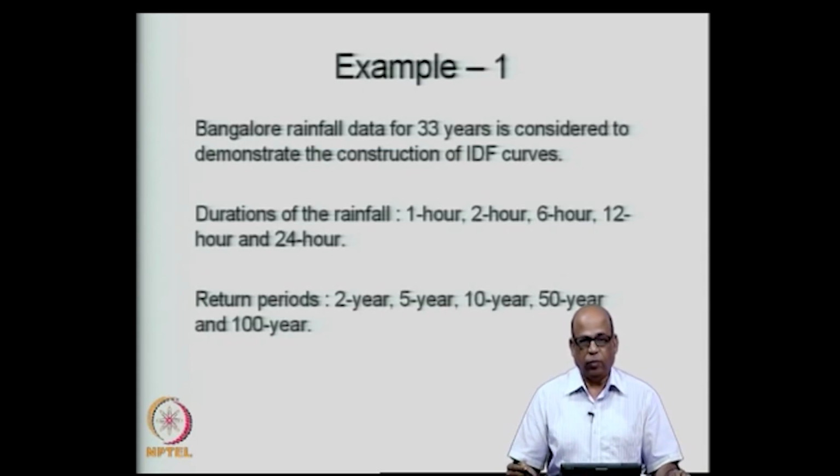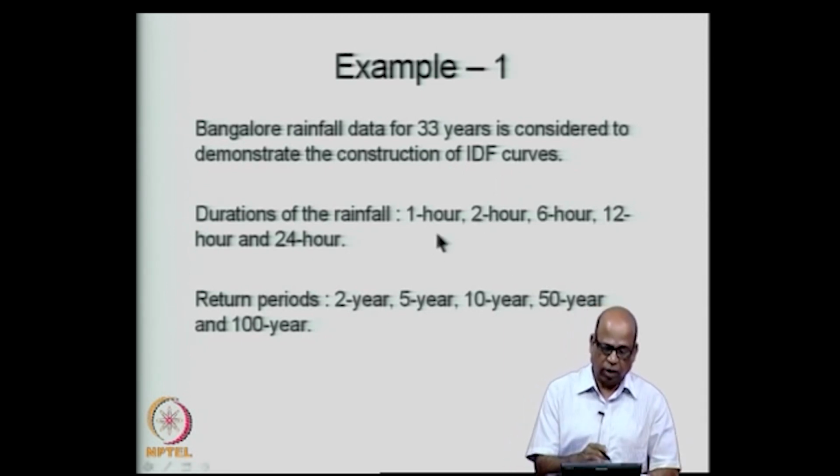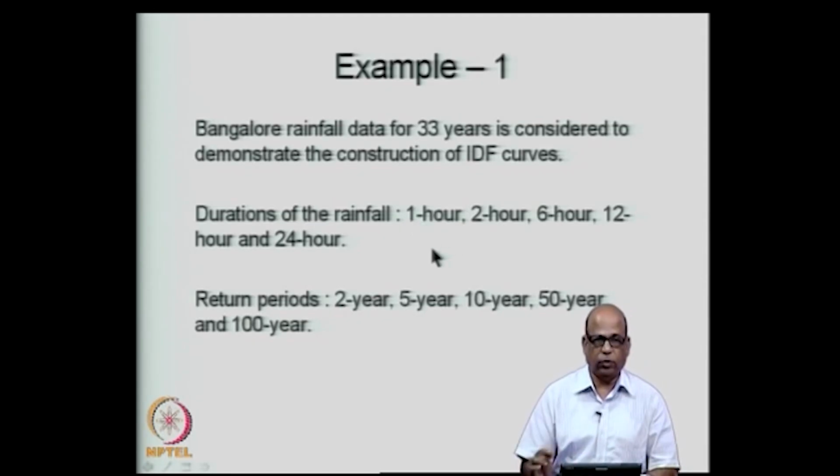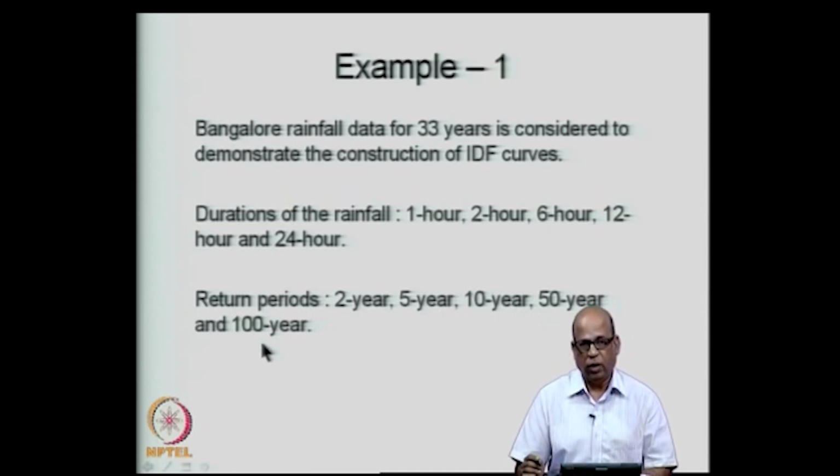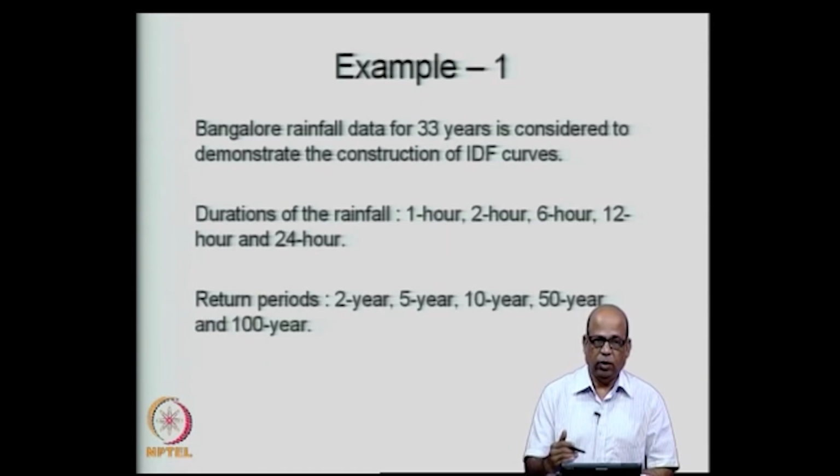Let us take an example now and see how the IDF relationships can be derived. We will take the Bangalore city rainfall, and this data has been obtained from the IMD, India Meteorological Department. For the last 33 years, we consider the rainfall for the construction of IDF curves. Although we have rainfall data for half an hour, 15 minutes etcetera, for the purpose of this demonstration, I will start with 1 hour duration, 2 hour duration, 6 hour, 12 hour and 24 hour durations. And we will consider the return periods of 2 years, 5 years, 10 years, 50 years and 100 years. And we will determine the IDF relationship for this particular data.